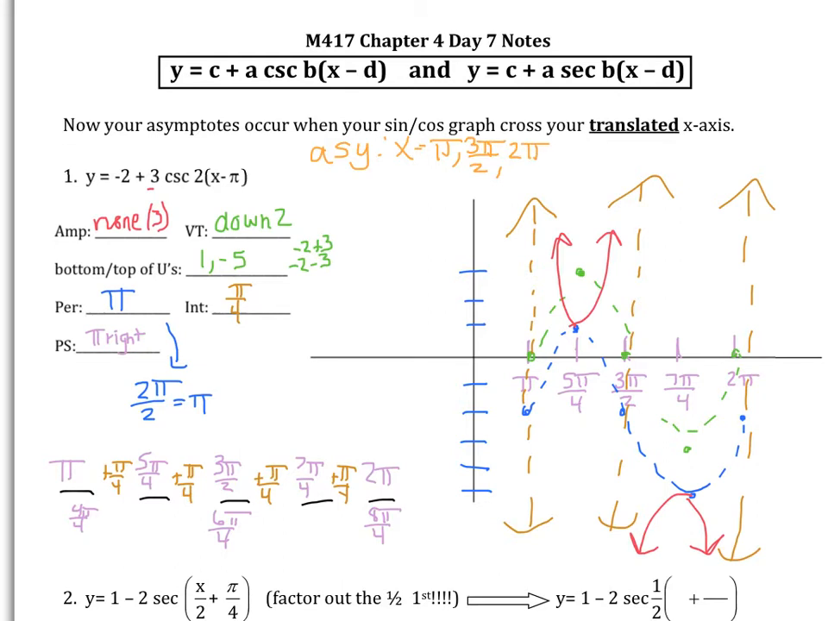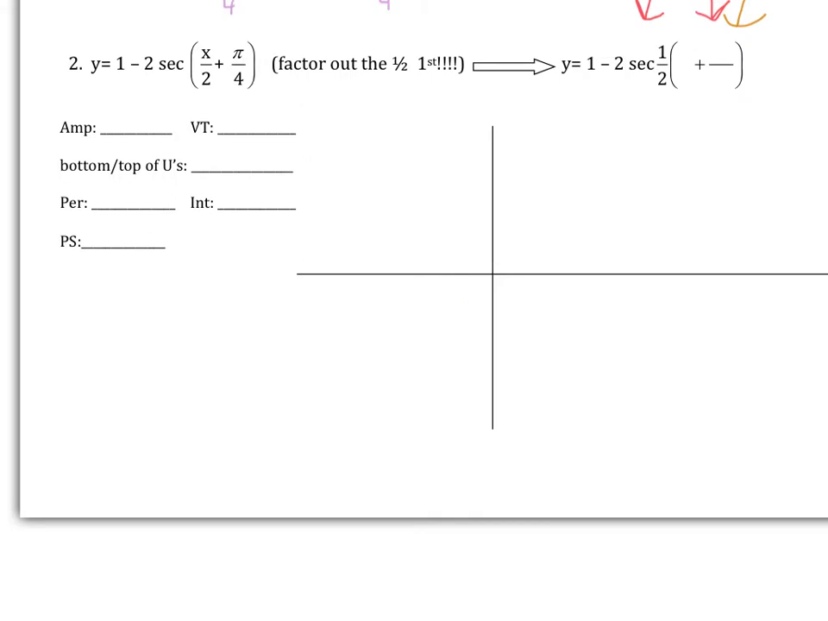Alright, now let's try a secant graph. The first thing that they're asking me to do on this secant problem is to factor out the 1/2. Just like we did on Tuesday's notes, we still want to factor out anything that's in front of the x inside the parentheses first. So they're telling me that it's the 1/2. That way I'm left with x plus 1/2 times what is pi over 4? It would be pi over 2.